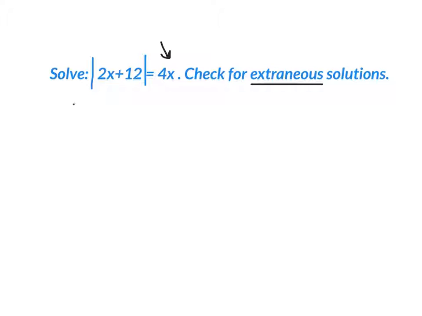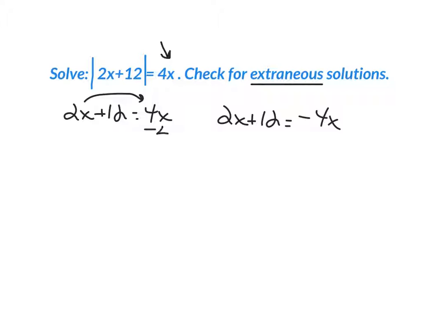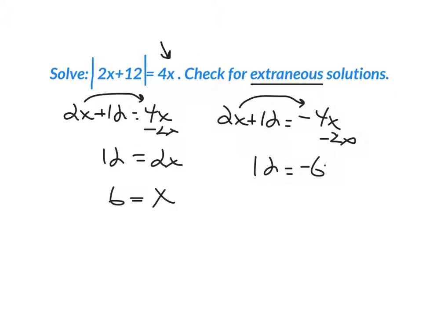So I'm going to solve it the same way. Start out going 2x plus 12 equals 4x, and also 2x plus 12 is negative 4x, and let's just go. I'm going to move the 2x over this time to get my x's together. That gives me a 2x over here, a 12 there, divided by 2, that's 6. And I'm going to do the same thing over here. I'm going to take the 2x over there, that's negative 2x. So I get 12 equals negative 6x. Divide both sides by negative 6, I get negative 2.